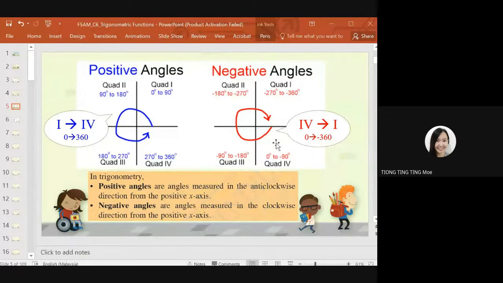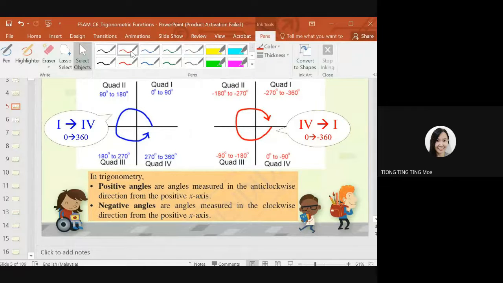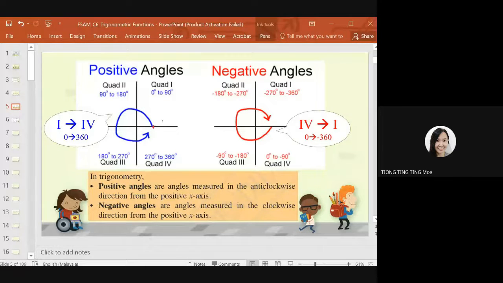They are all negative. What do you need to remember? The starting point. We always start at this point. For positive angle, start from quadrant 1, then we end up at quadrant 4. We start at quadrant 1, end up at quadrant 4. Then for the negative angle, we start at quadrant 4, end up at quadrant 1. Alright?